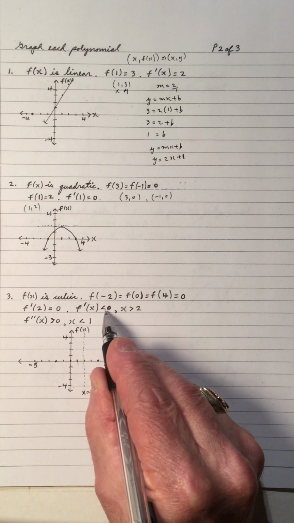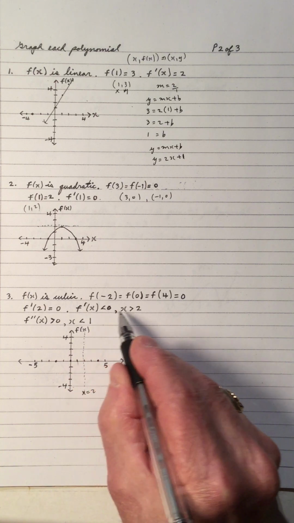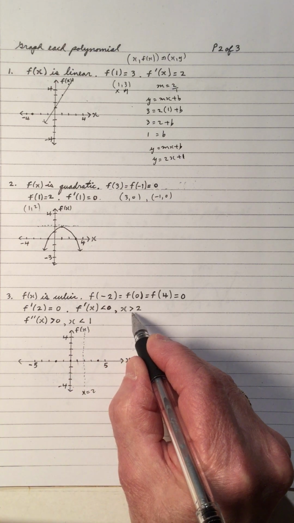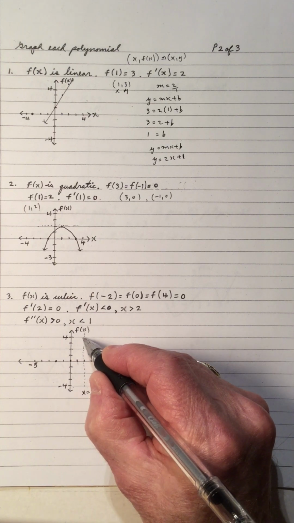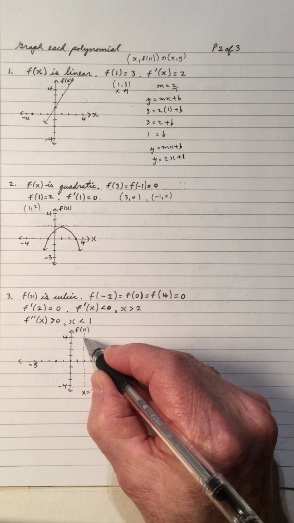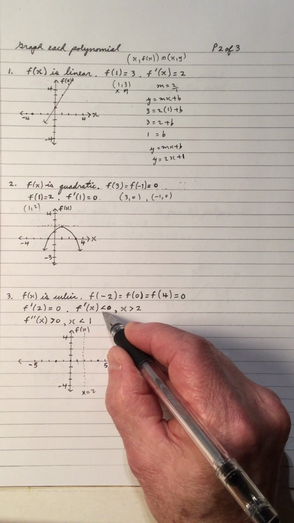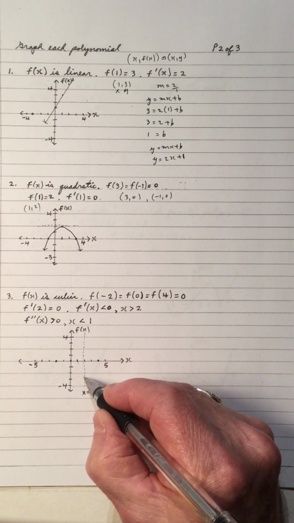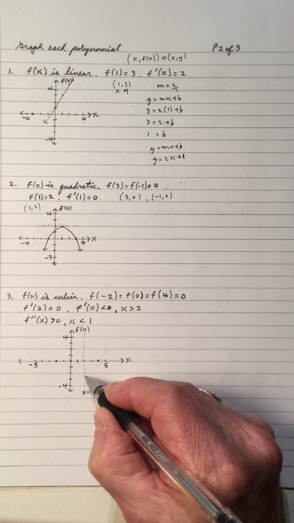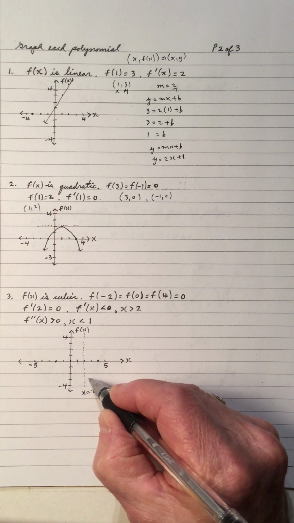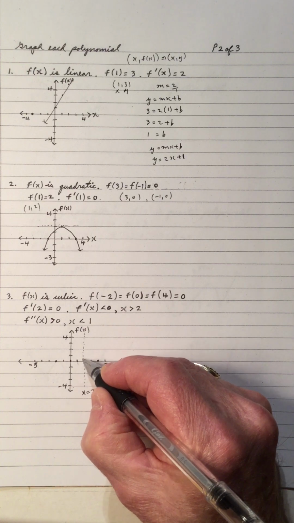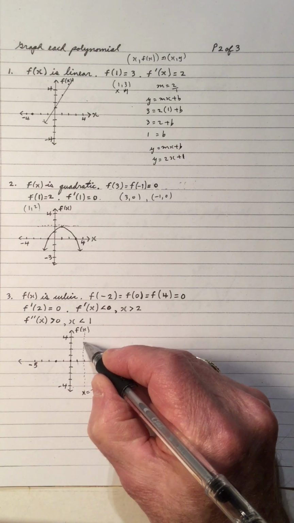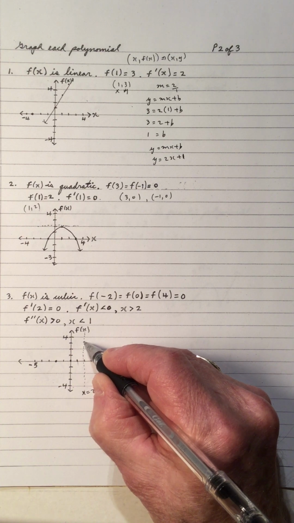F prime is less than 0. That means the slope is negative when x is greater than 2. So x is 2 here, and when x is greater than 2, the slope is negative. So it can't be down here, because if the point was down here with a negative slope, it wouldn't go through that intercept. So the point must be somewhere above the x-axis. Let's put the point right there.